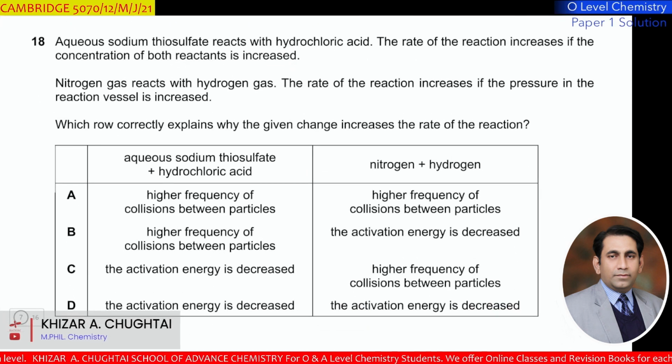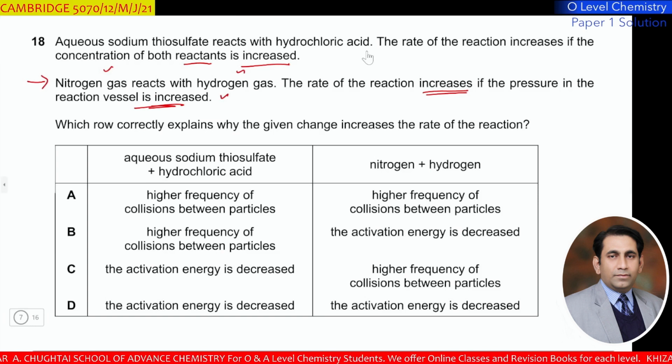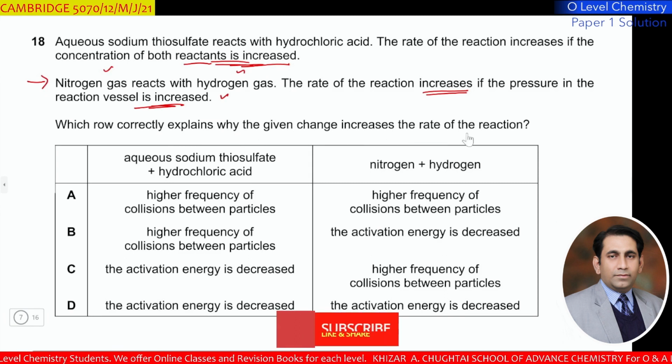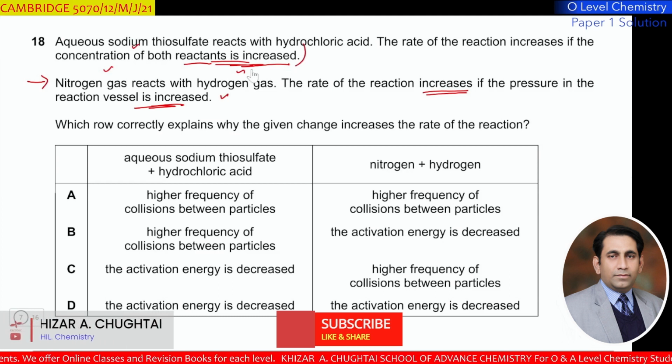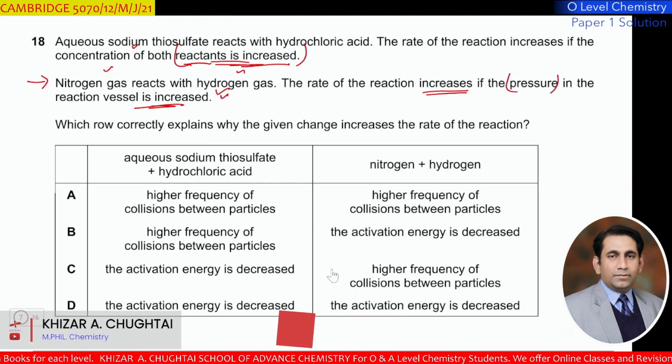Question number 18. Aqueous sodium thiosulfate reacts with HCl. The rate of reaction increases if the concentration of both reactants is increased. Nitrogen gas reacts with hydrogen gas. The rate of reaction increases if the pressure in the reaction vessel is increased. In this case, by increasing the pressure when nitrogen and hydrogen react, in the Haber process, the rate of reaction is going to increase. Which row correctly explains why the given changes increase the rate of reaction? Why does concentration increase the rate of reaction, and why does increasing pressure increase the rate of reaction? What is the appropriate answer?